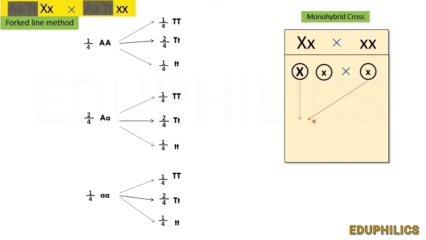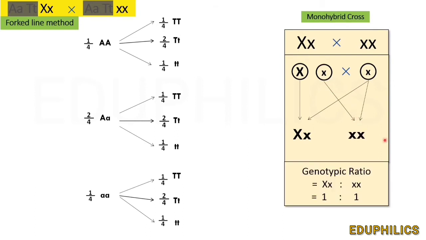The fusion of these two gametes leads to the formation of a heterozygous genotype, and these two gametes fuse to form an organism with homozygous genotype. So here the genotypic ratio is 1:1. That means half is to half. Let's consider this monohybrid cross genotypic ratio and write it in the fork-line method here. Capital X, small x in the ratio of 1:1.